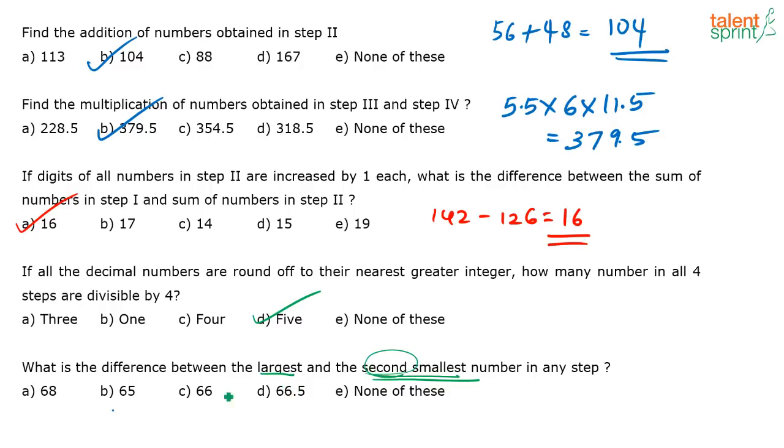Because the options are in such a way that if you just take the smallest, you will get a different answer, and there is one option which will suit that as well. So be very careful when you read the question.